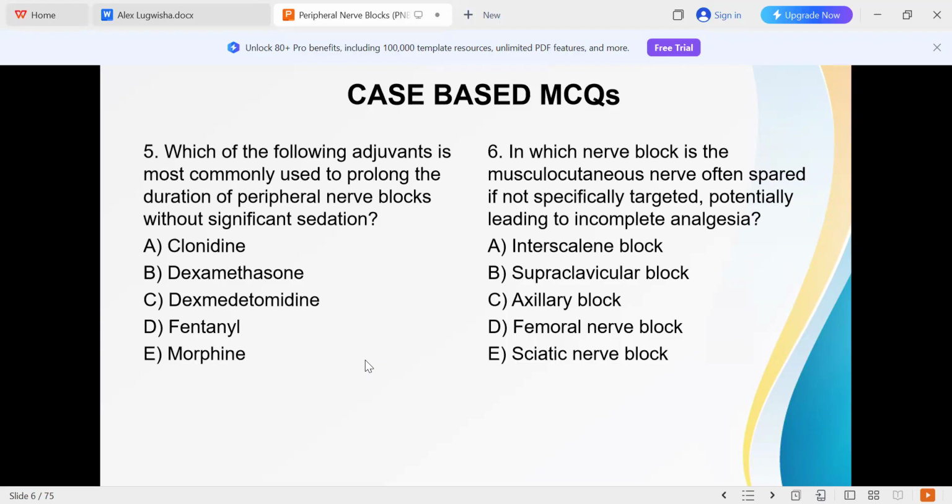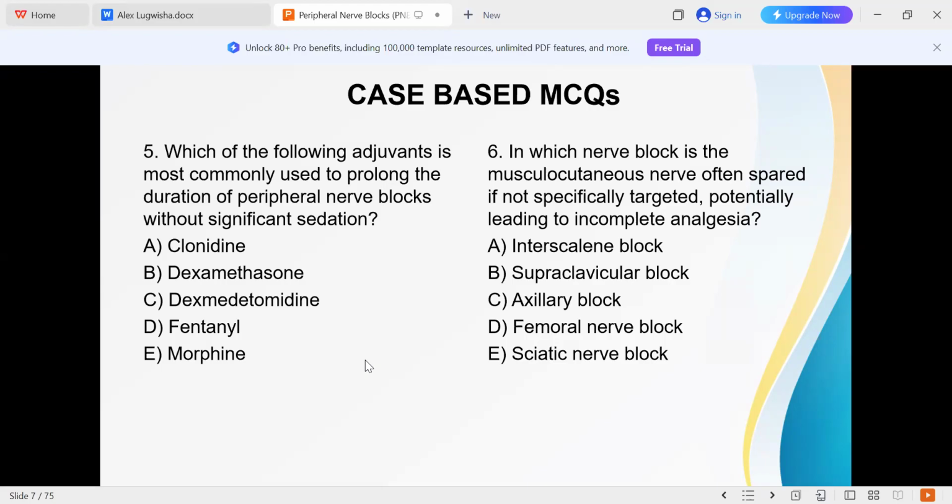Number 6. In which nerve block is the musculocutaneous nerve often spared, if not specifically targeted, potentially leading to incomplete analgesia? A, interscalene. B, supraclavicular. C, axillary. D, femoral. E, sciatic nerve. C, axillary. Axillary, correct.